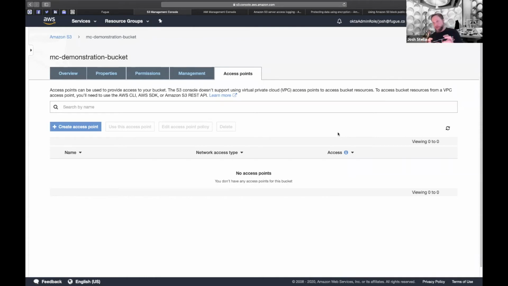What you can do is attach what are called access points onto the S3 bucket and have different ones. And you target that, so one for the scientists, one for the public, and probably one for the owner of the actual S3 bucket.